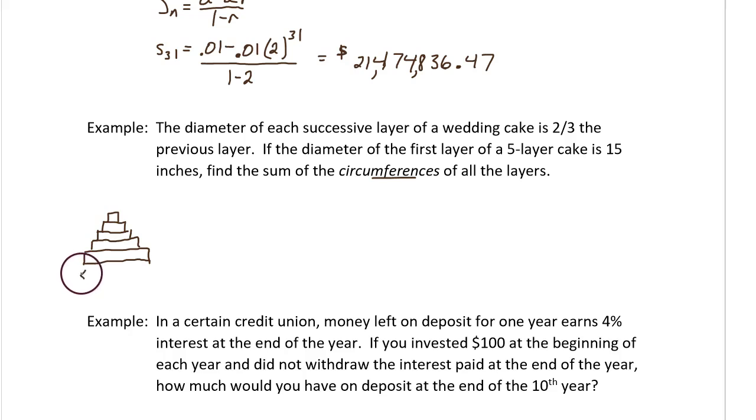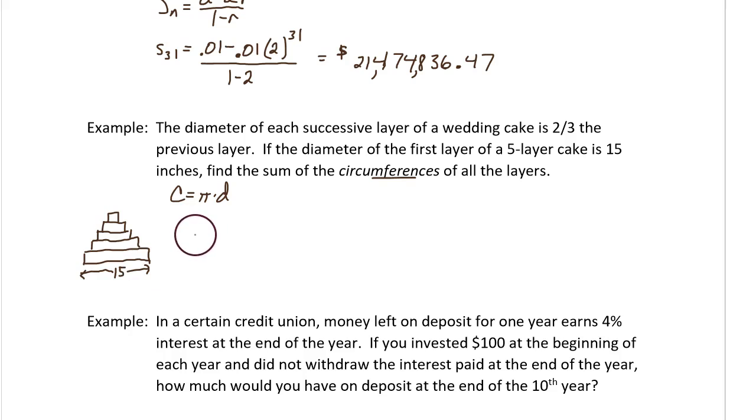We're told that the largest distance is 15 inches, and that each smaller one is only 2/3 as much as the larger. Our question is about finding the sum of the circumferences. So besides envisioning the cake, we need to know the circumference formula. Circumference of a circle equals pi times the diameter. So the largest cake layer has a diameter of 15, but its circumference is 15 pi.